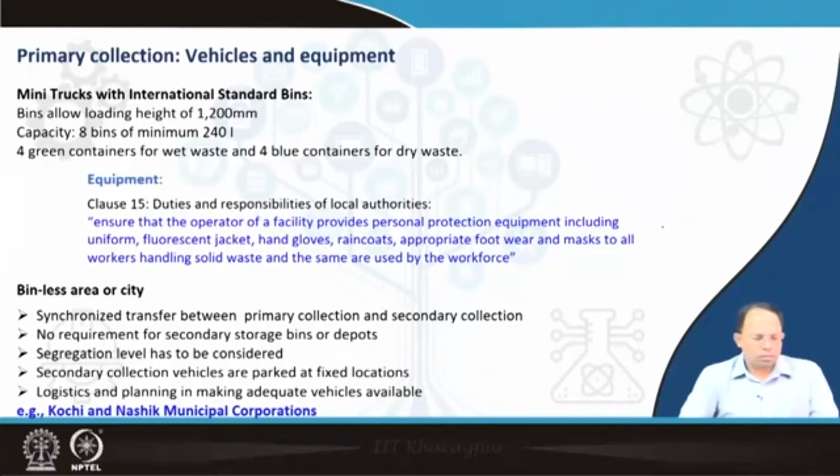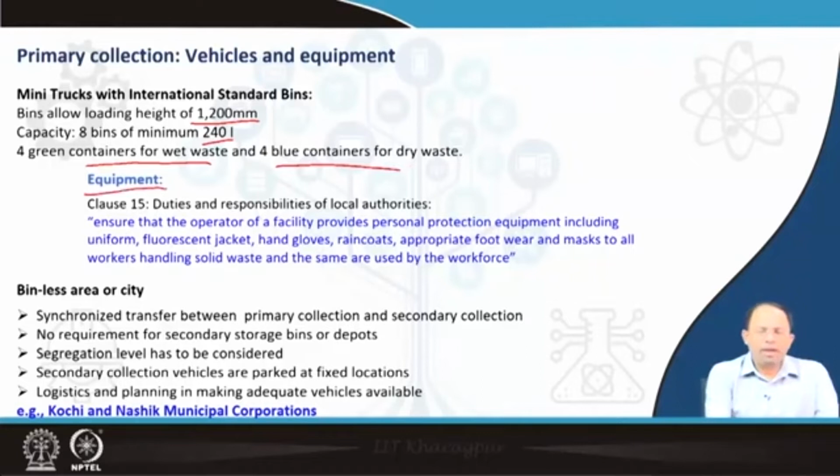Then we can also go with mini trucks with international standard bins. The loading height is even lower over here because we are using bins, and the capacity is 8 bins of minimum 8 to 40 liter sizes, with 4 green containers for wet waste and 4 blue containers for dry waste. Again, this could be as per the kind of waste that is being generated in that area.